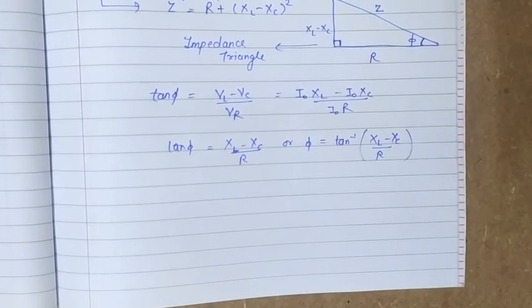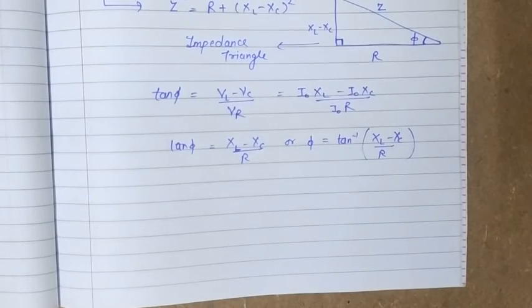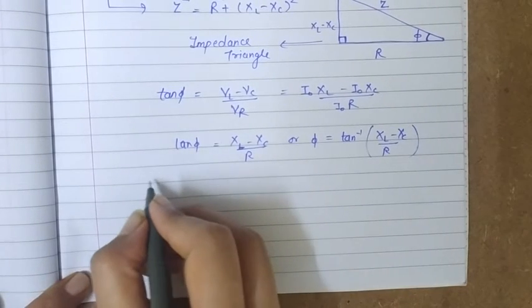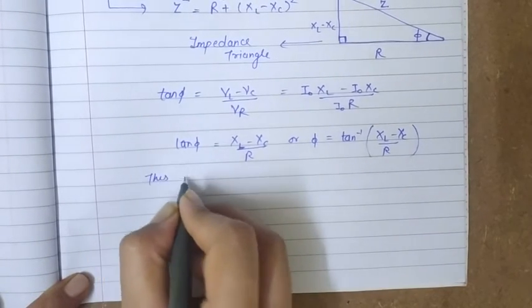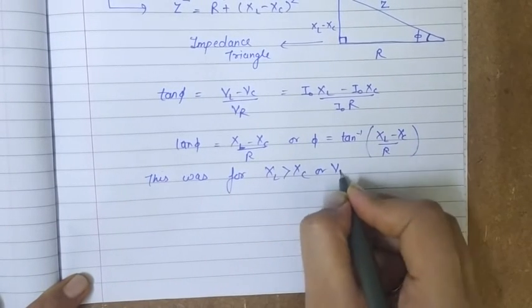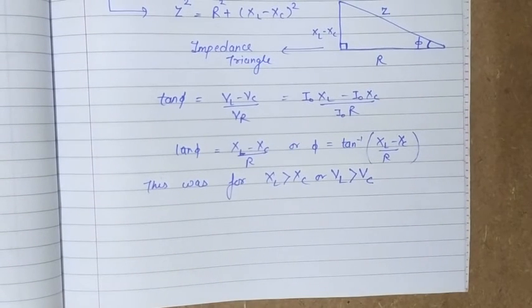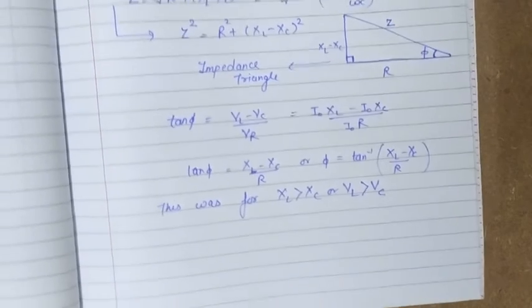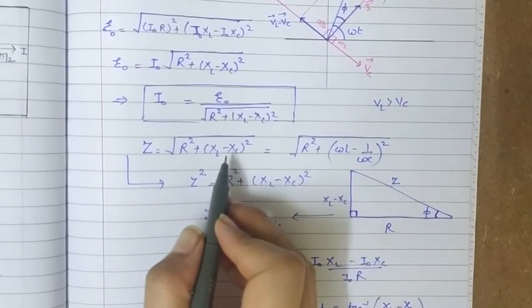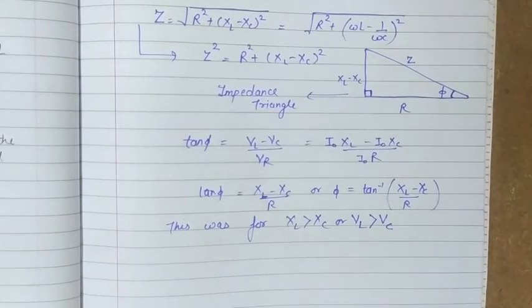This whole thing is for the case when XL is greater than XC or VL is greater than VC. Means this value is for XL greater than XC or VL greater than VC. If the case is like XL less than XC or VL less than VC, in that case the phasor diagram will be changed, and in the answers where we are getting XL minus XC, it will be XC minus XL. Similarly tan phi will be XC minus XL upon R.